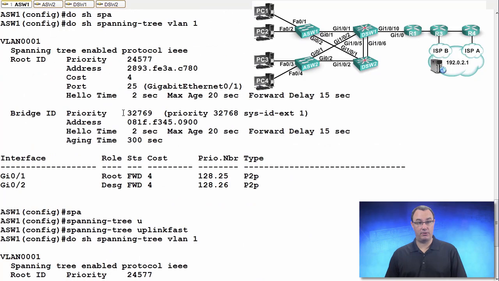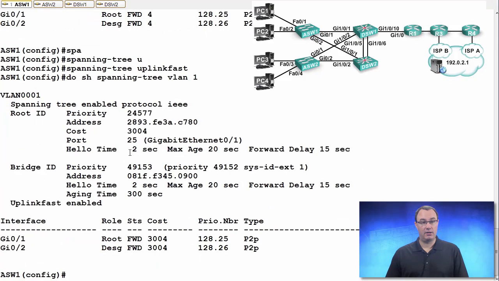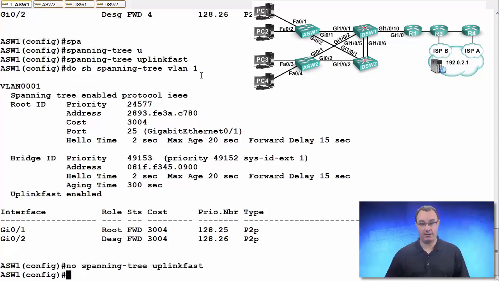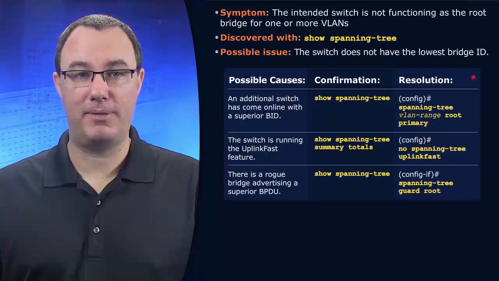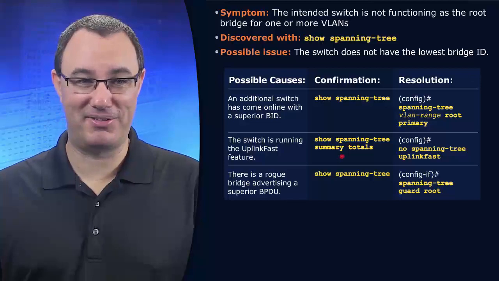Oh, and I had misspoken. This is my bridge ID. I just misread the wrong line. My bridge ID had a priority of 32,768. And now it has a lot higher. Uplink fast is what did that. I don't want that command in effect, but you do want to understand that when you do that command, you don't want to be the root bridge.